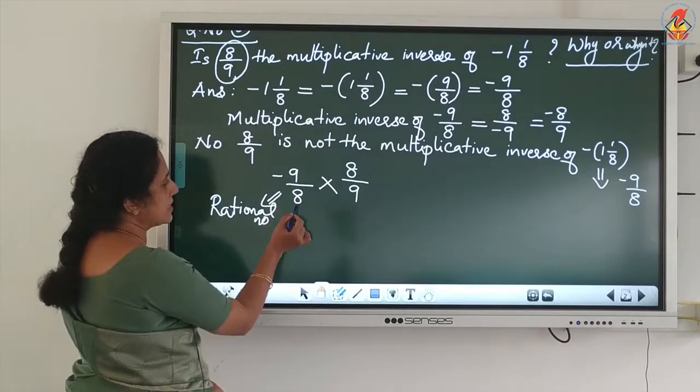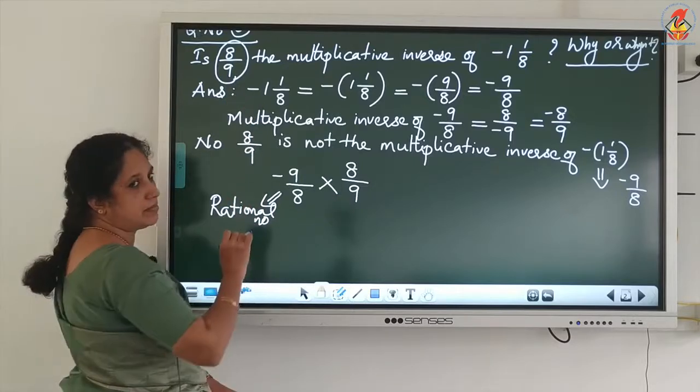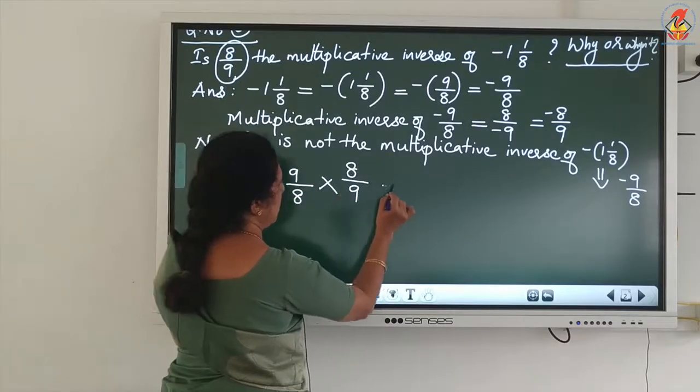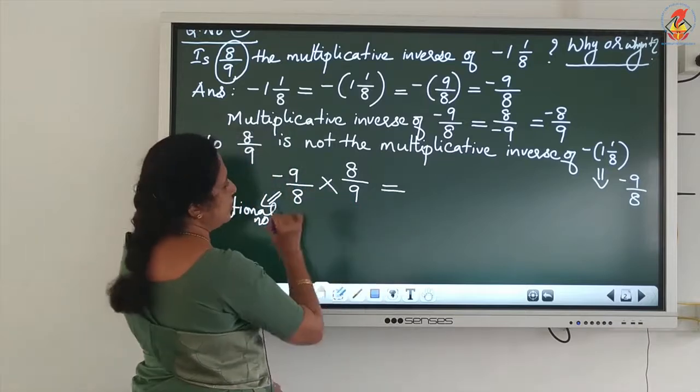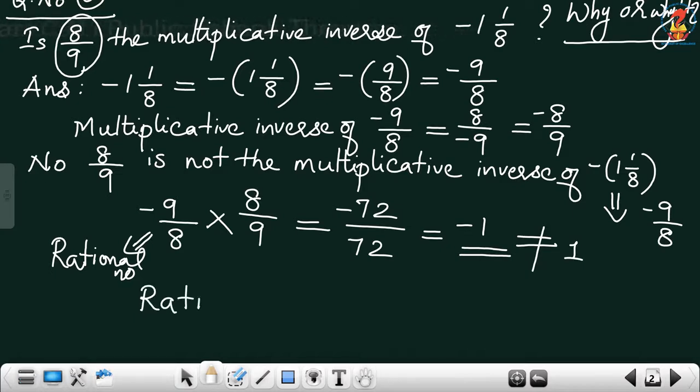Negative 9 by 8 is the given rational number. You have to check whether 8 by 9 is the multiplicative inverse. So negative 9 by 8 into 8 by 9, negative 9 into 8, negative 72 divided by 8 into 9, 72. Then negative 72 divided by 72, what is the answer? Negative 1.